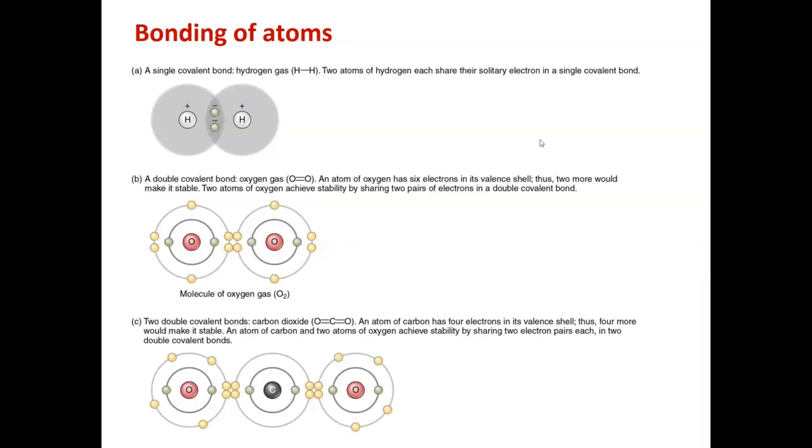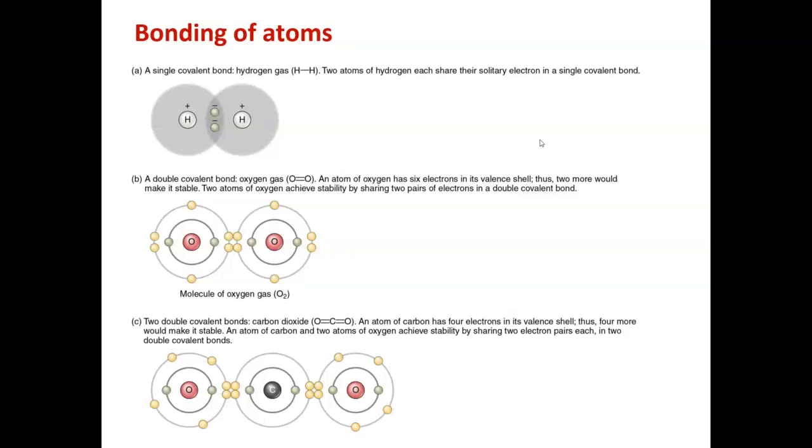So each oxygen has 6 electrons in its outermost shell. We'd like to have 8. So two oxygen atoms come together, and they share 2 pairs of electrons, two electrons from each. And that's called a double covalent bond. Sorry, I haven't defined the word covalent yet, but that's a double bond. There's two pairs of electrons. Carbon dioxide, same thing. Carbon atom with two oxygen atoms bonded to it.